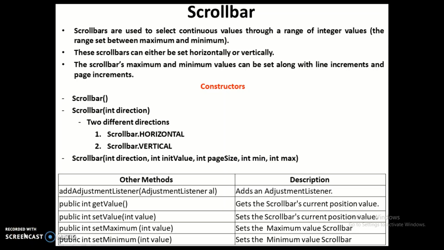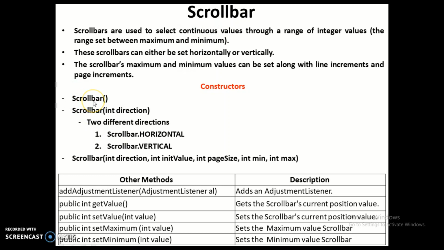Hi everyone. In this video I am going to explain the AWT component called Scrollbar. Scrollbars are created using the Scrollbar class, and using this Scrollbar class you can create horizontal scrollbars as well as vertical scrollbars. This Scrollbar class has three different types of constructors.